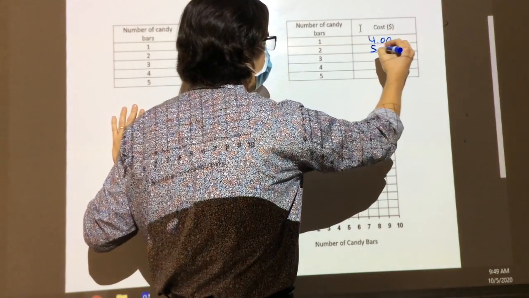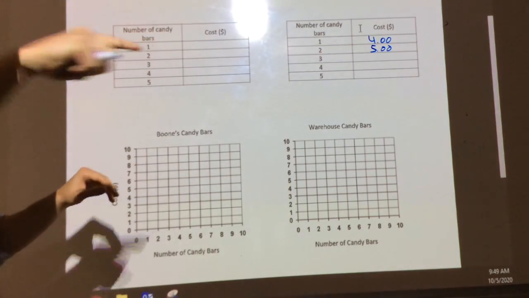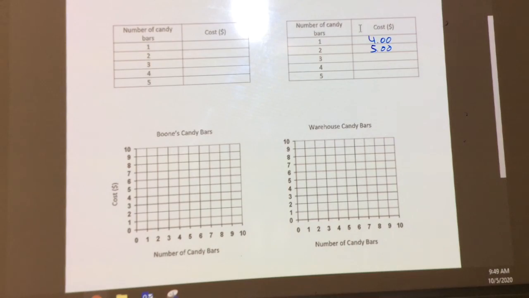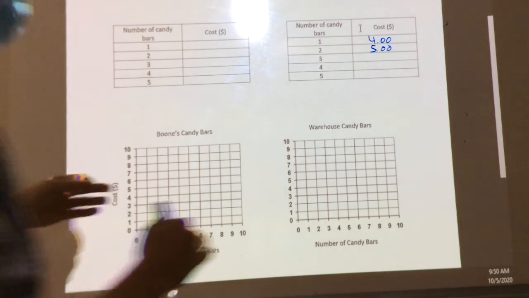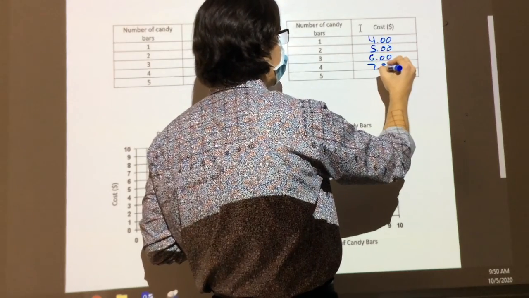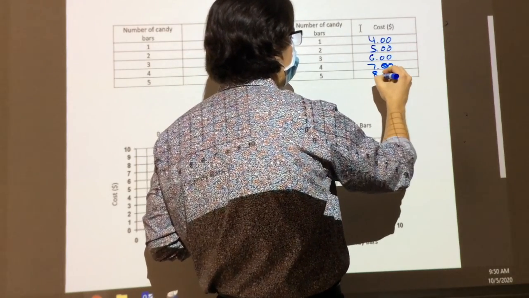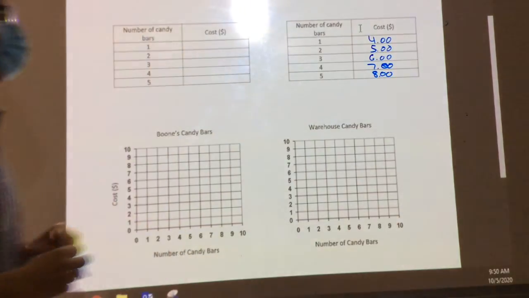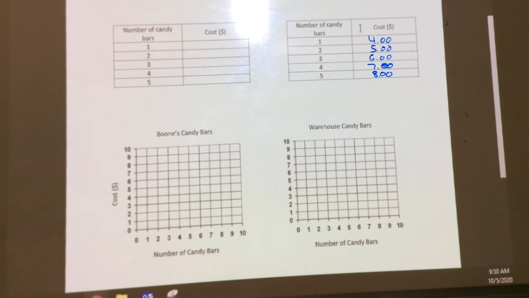Okay? Let's try it again. $3 for the shipping and handling plus $3 for the candy bars gives me $6. How much would 4 candy bars cost? 7. And how much would 5 candy bars cost? Okay? We with me so far there? All right, let's try to graph these now.